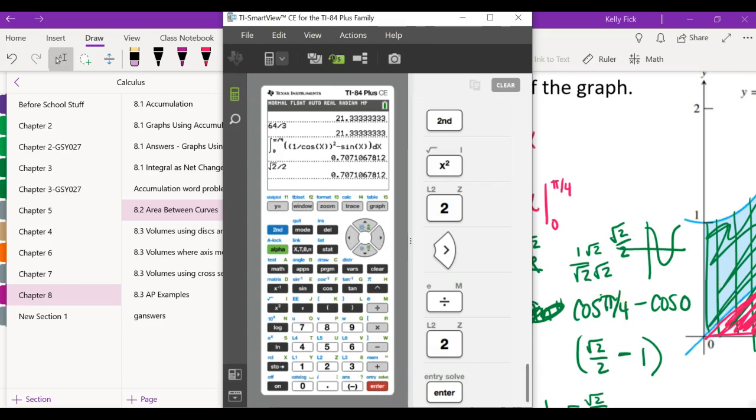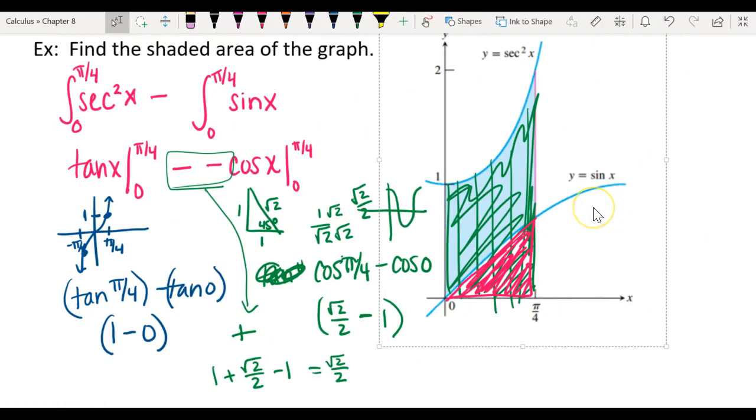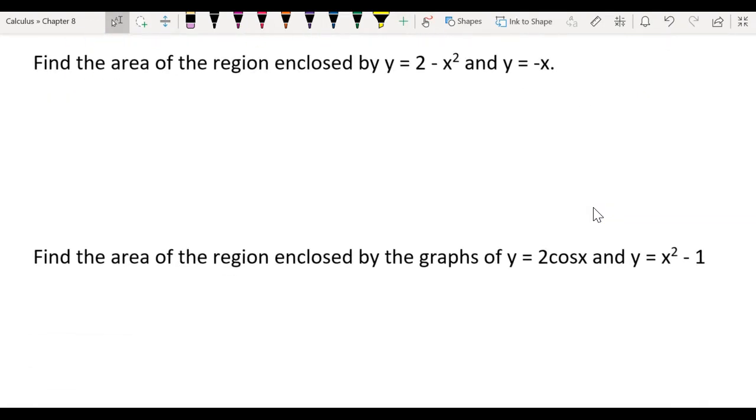All right, are you guys ready for the next one? So for the next one, it says find the area of the region enclosed by y equals 2 minus x squared and y equals negative x. Okay? So for this one, did they give us a graph? No. So typically when they don't give you a graph, they want you to graph it on your graphing calculator.